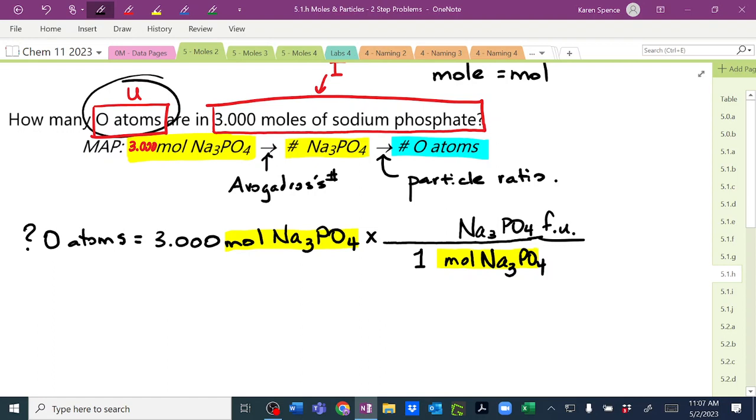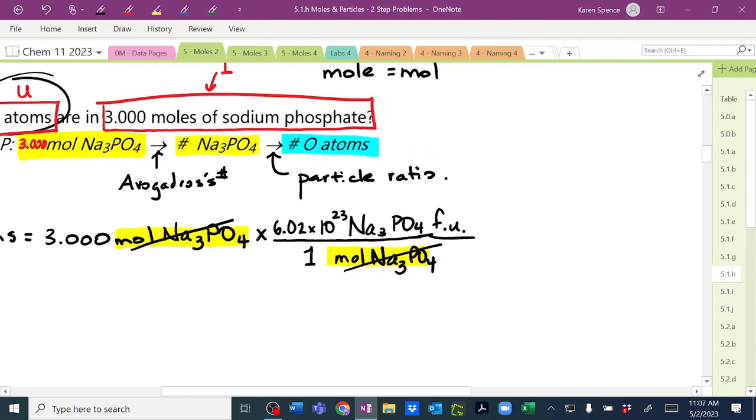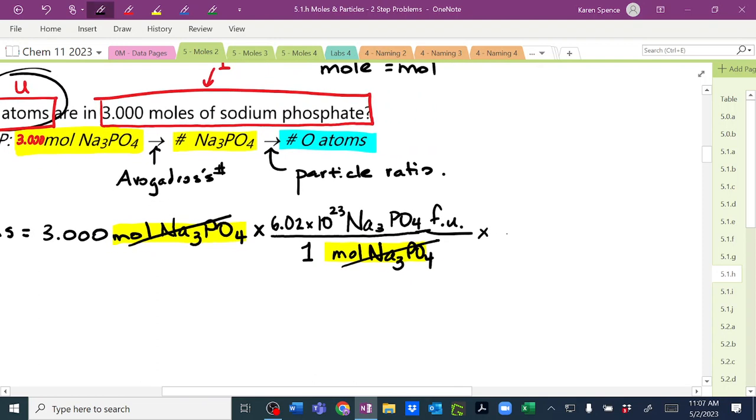Now, the number that goes on the top is 6.02 times 10 to the what? 23, 10 to the 23, Na3PO4. Now you can do this in 2 lines. If you wanted to put an equal sign, you could do that, or we could do our second step in 1 line.